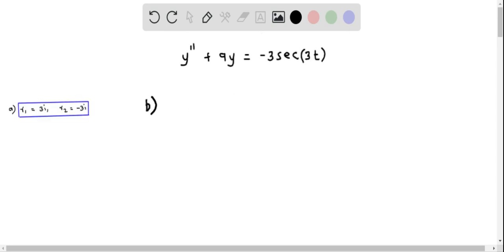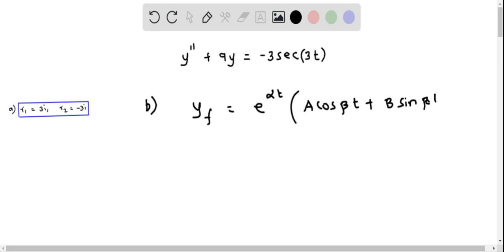In part B, we write the fundamental solutions to the homogeneous equation which we obtain in part A. So we write the fundamental solution yf, and this equals e raised to the power of alpha t times a cosine beta t plus b sine beta t. We'll now determine alpha and beta using the roots which we obtain in part A.